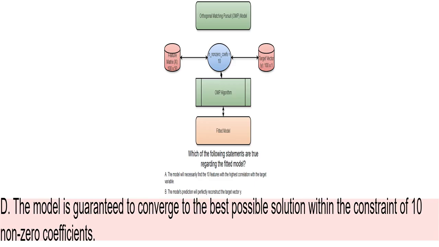I'm going to explain why this statement is false. OrthogonalMatchingPursuit, OMP, is a greedy algorithm. Think of it like this. At each step, OMP grabs the feature that seems best at that moment, without considering the bigger picture. It doesn't look ahead to see if there's a better combination of 10 features overall. Therefore, it's not guaranteed to find the absolute best solution. There might be other combinations of 10 features that would give a better result, but OMP might miss them.